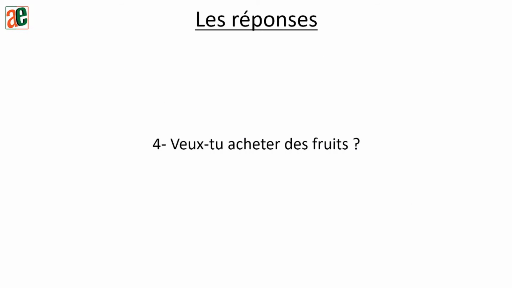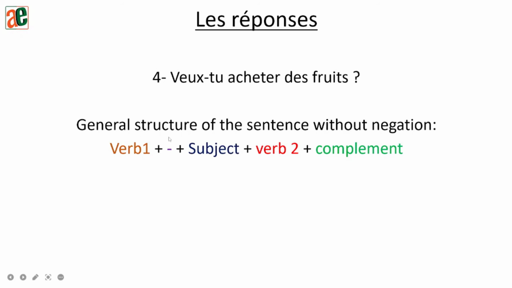Sentence number 4. Veux-tu acheter des fruits? Let's have a look at the structure of this sentence. We have verb 1 here, then a hyphen, then the subject, then verb 2, then the complement, and finally the question mark. Why do we have the verb before the subject? Because it's a question. We have something that we call inversion in French, and in our case, inversion has been used in this sentence. That's why the verb comes before the subject.